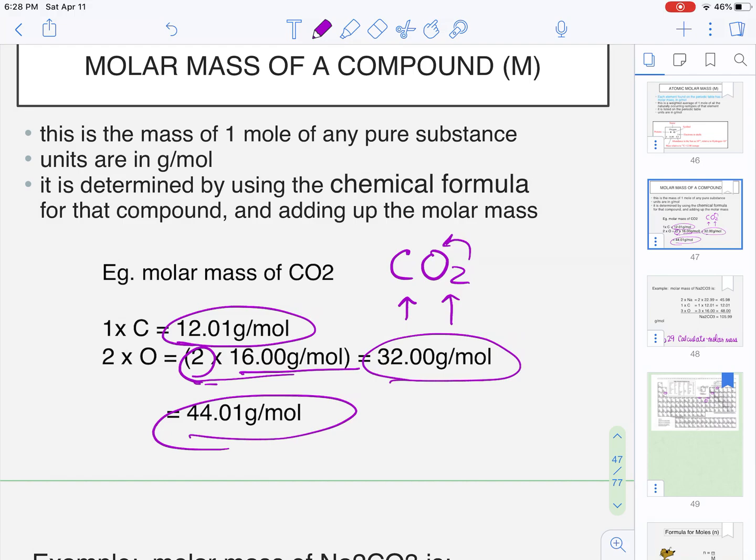This is not hard to do. You guys will find it very easy to add the components of any formula together, but you do have to do that practicing, as we'll talk about.